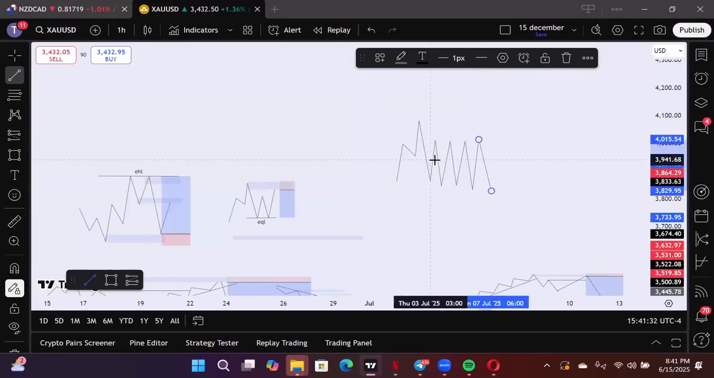While it's doing this, it's accumulating what? Two sides of liquidity. Here is what you call buy side liquidity, and on the downside is what you call sell side liquidity. So up here, call this buy side liquidity.